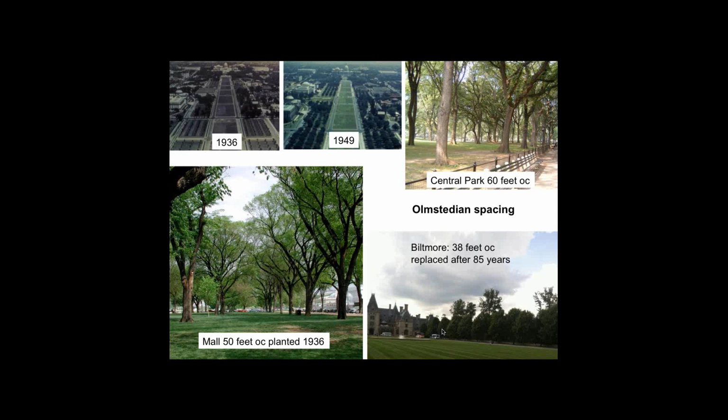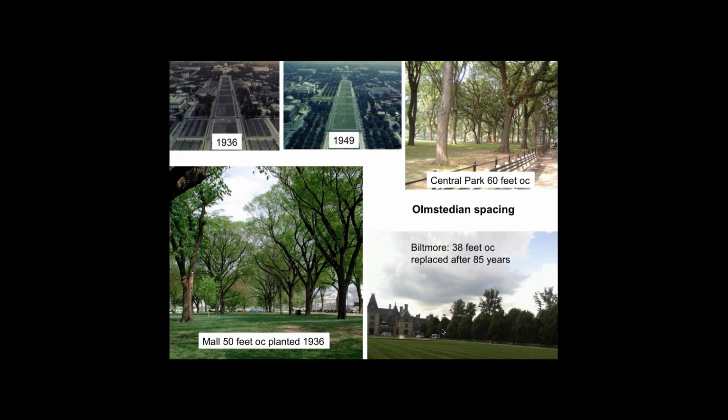Olmsted, who we praise as being such a wonderful designer, understood all these principles. And he planted his trees on very wide spacing. So the mall in Washington, D.C., planted in 1936. Actually, this is an image from 36. I think it was planted earlier than that. They were planted on 50-foot centers. So there's plenty of room for these large elms to grow. By 1949, this image shows that the mall view that Olmsted wanted had already been set. The trees were large enough.